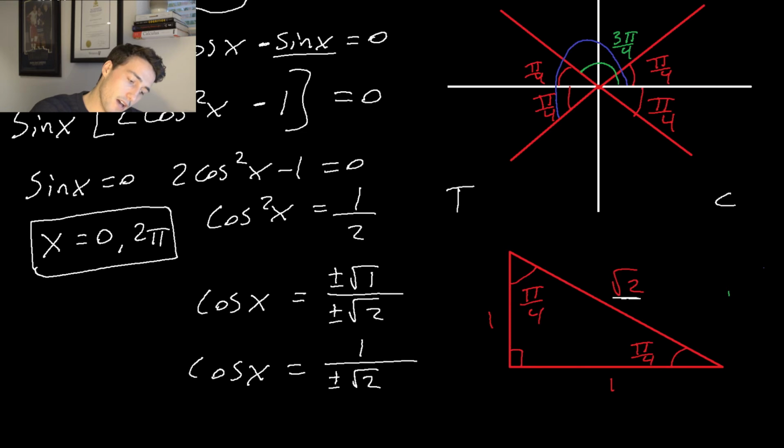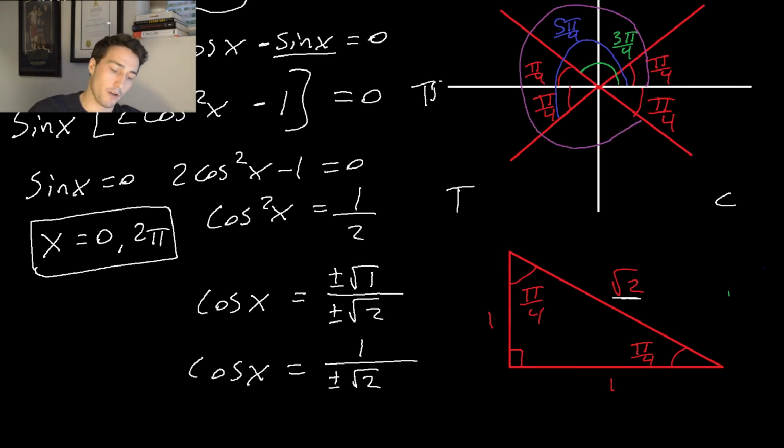That is 5 pi over 4, because if this horizontal distance is pi, then it's pi over 4 greater than pi, so it's 5 pi over 4. And finally, we're going to go for this largest angle, I'll do it in purple, and that is going to be 2 pi minus pi over 4. So that would be 7 pi over 4. And that gives us all of our answers.